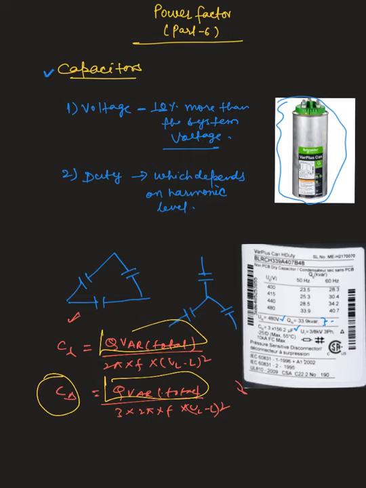So that is the reason why we mainly go for delta connection in case of LV systems and LV APFC panels. In the next video, this is all for the capacitor bank.